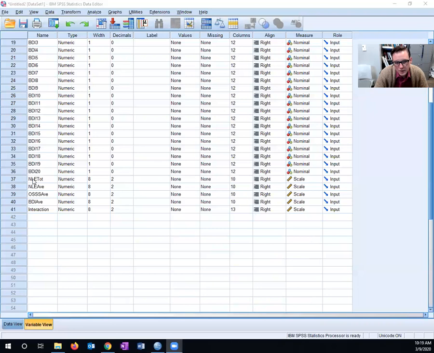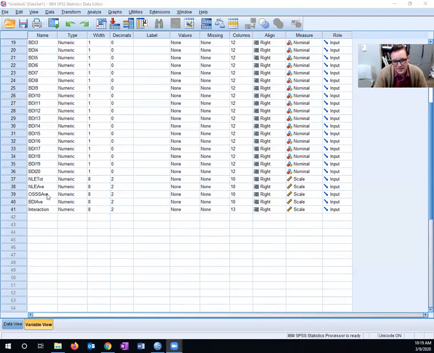basically you're asked for a series of items, whether you have experienced this thing or not. Yes was given a value of 1, no was given a value of 2. So I recoded it such that no equals 0 and added them up. So now as numbers grow higher on NLE total, you've experienced more negative life events.